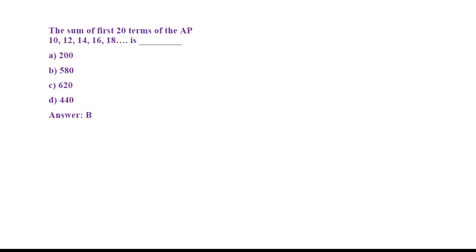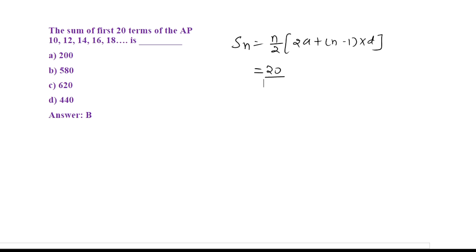Okay, so this is a question wherein we are going to find the sum of the 20 terms of the given AP. Correct? So how do I find the sum of the 20 terms? What is the formula? Do you remember? Sn is equal to n by 2 bracket 2a plus n minus 1 into d. Right? What is n? 20 upon 2. 2a, what is a? First term, that is 2 into 10 plus 19. 20 minus 1 is 19. And what is the common difference? Common difference is 2.